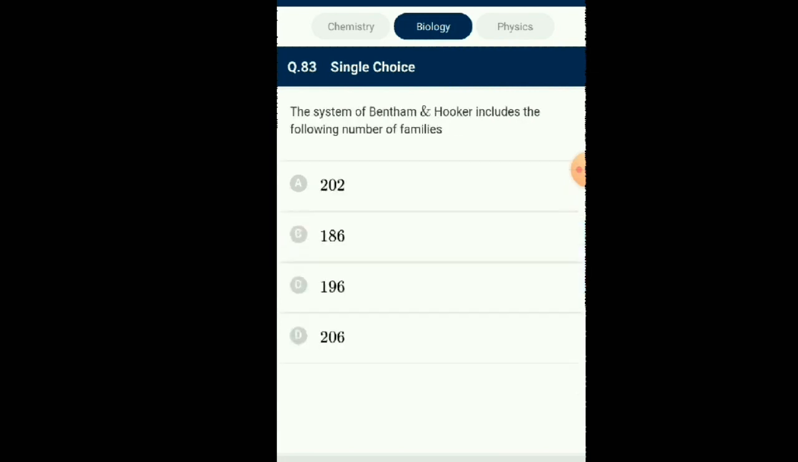Question number 83. The system of Bentham and Hooker includes the following number of families. Bentham and Hooker classification includes 202 families in their book Genera Plantarum, in which 165 families are of dicotyledons, 3 families are gymnosperms, and 34 families are of monocotyledons. So the answer is option A, 202.